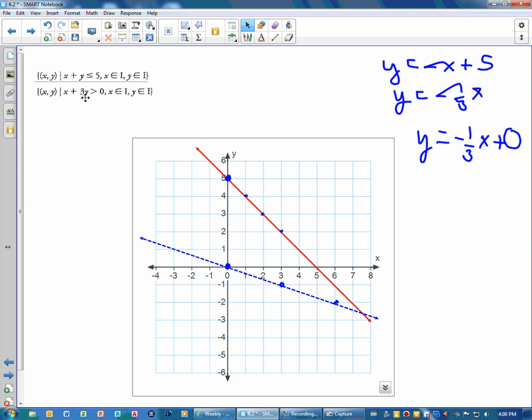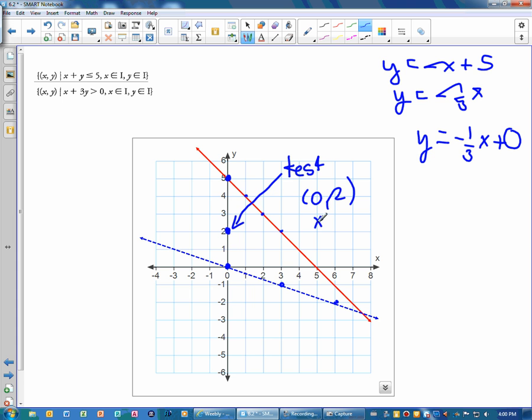I'm going to test it in my original question. And if it's true, then this zone is true. And so I'm going to pick a nice, simple ordered pair. This one, okay? I can pick anything in here, but I'm going to test this ordered pair of 0 and 2. And I'm going to see what happens, okay? Remember, x is 0 and y is 2.